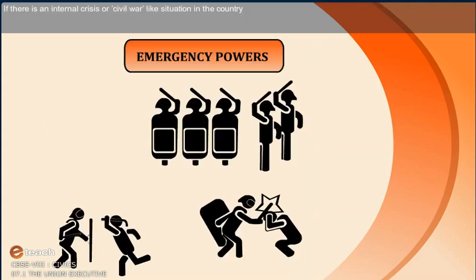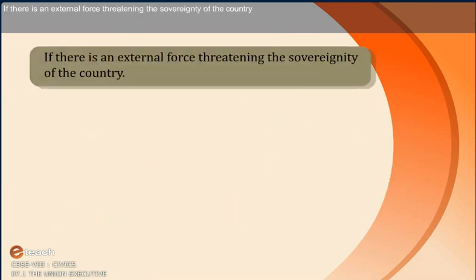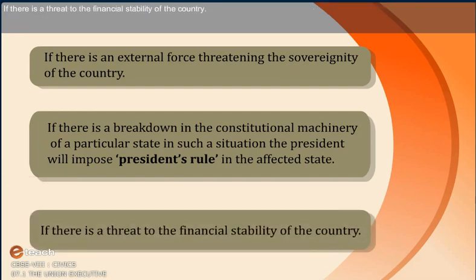If there is an internal crisis or civil war like situation in the country, if there is an external force threatening the sovereignty of the country, or if there is a breakdown in the constitutional machinery of a particular state, in such a situation the President will impose President's rule in the affected state. The emergency can also be declared if there is a threat to the financial stability of the country.